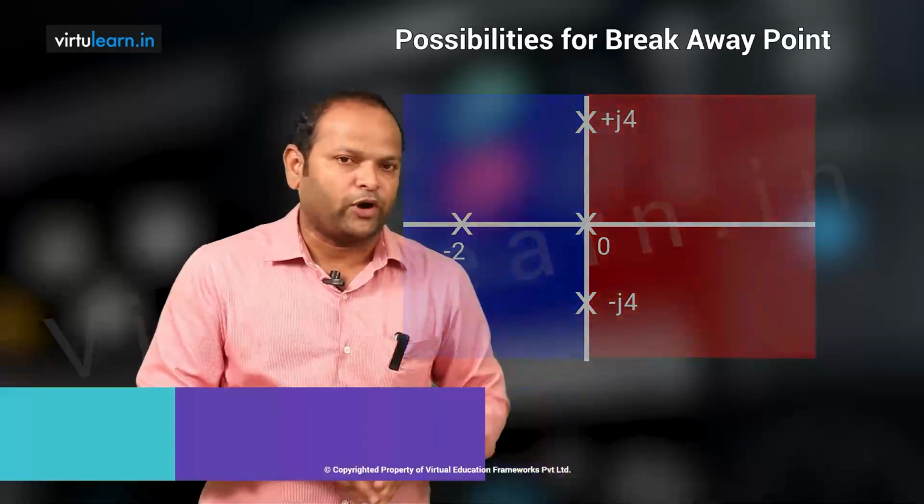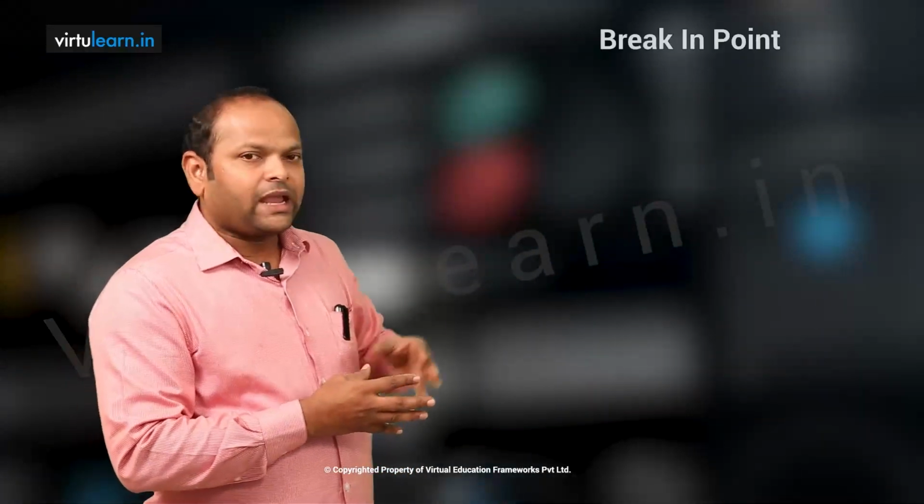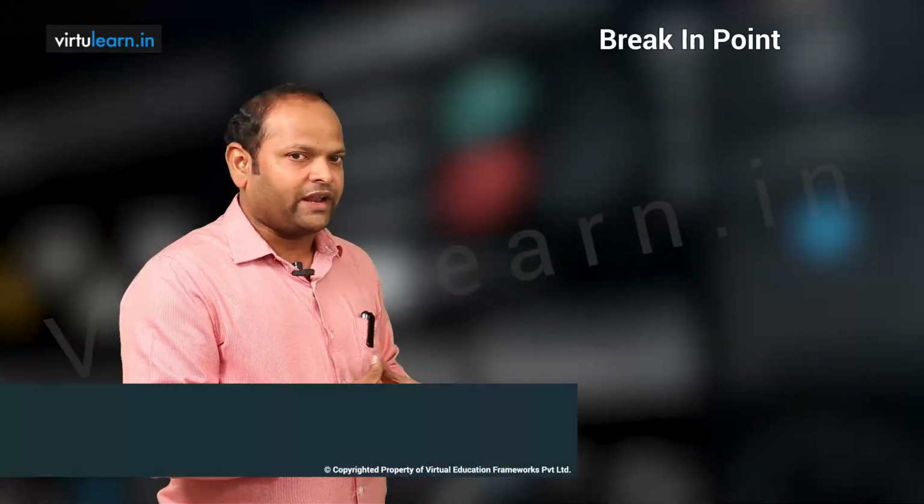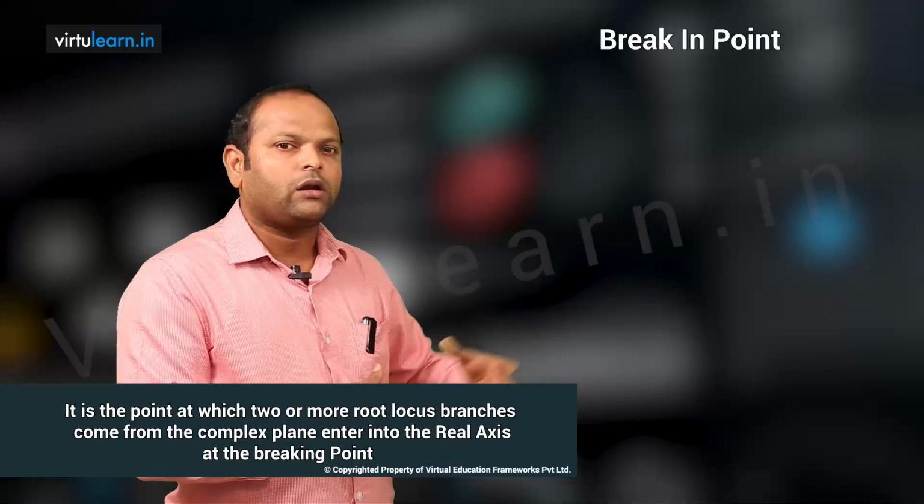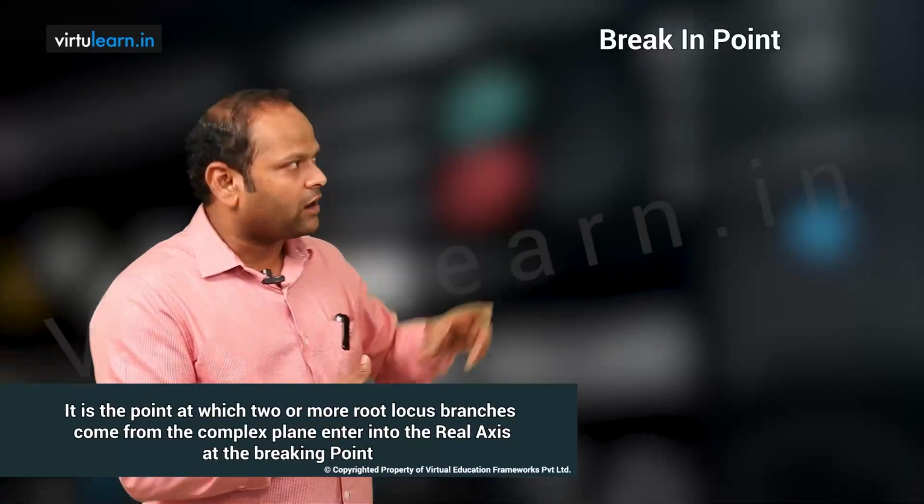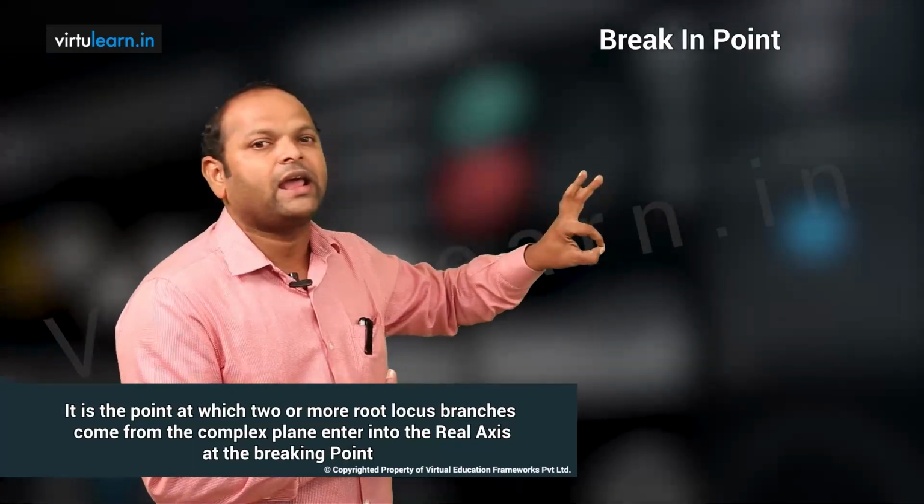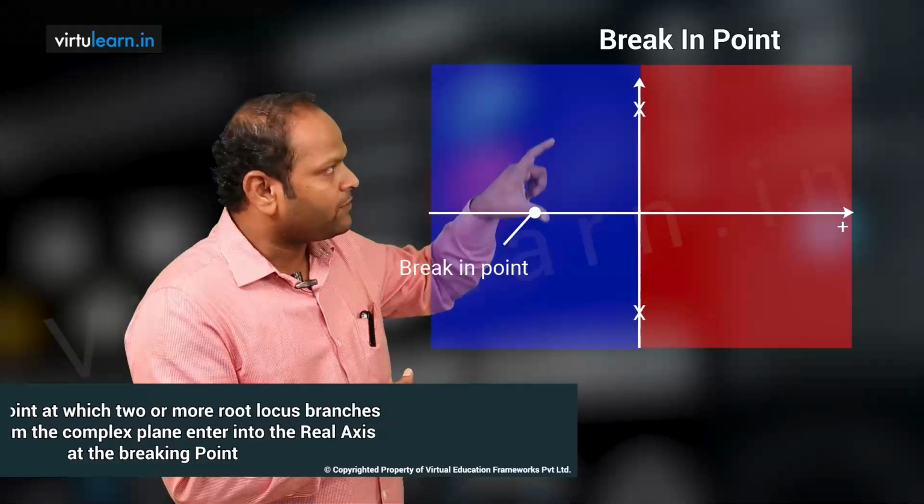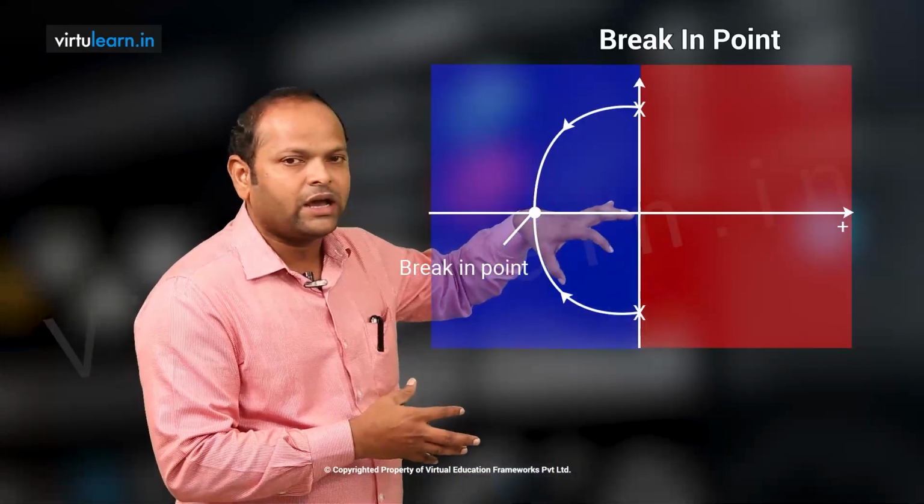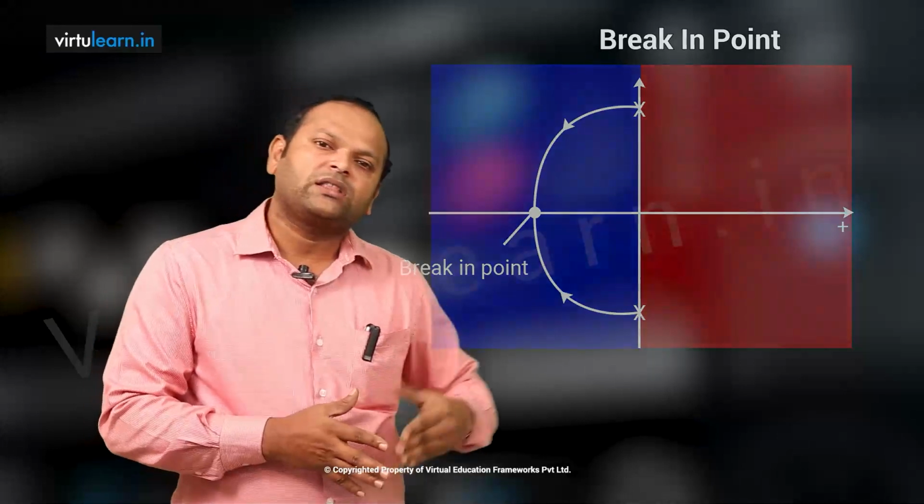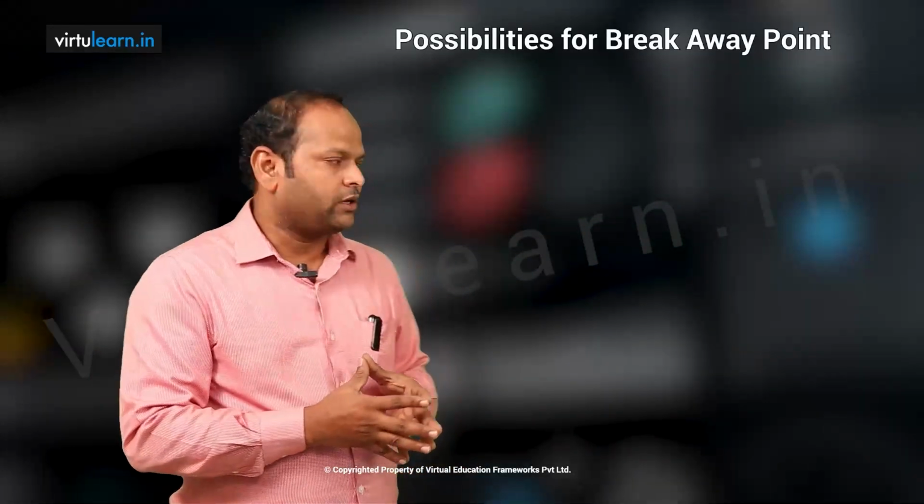Next, break-in point. We can define it as a point at which two or more root locus branches come from the complex plane and enter into the real axis. So at this point they come from the complex plane and enter into the real axis. What are the different possibilities of break-in point?